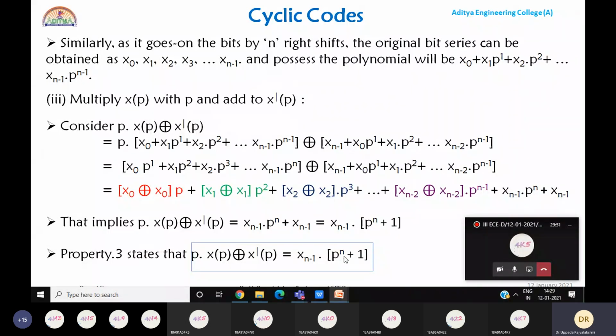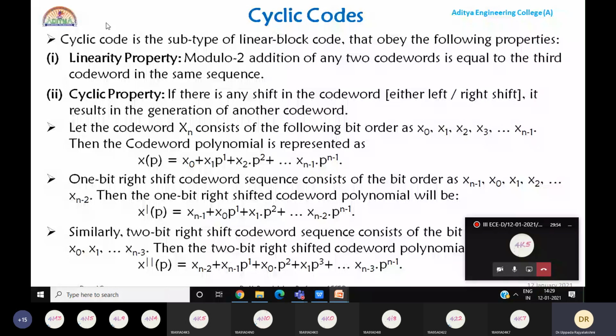So these are the three properties of cyclic codes. First property is the linearity property. So this is same as linear block code. And the second property is if there is any shift in the code word, it results in the generation of another code word in the same sequence. So that can be left shift, right shift. If you shift for n number of bits, then you will get the original code word.